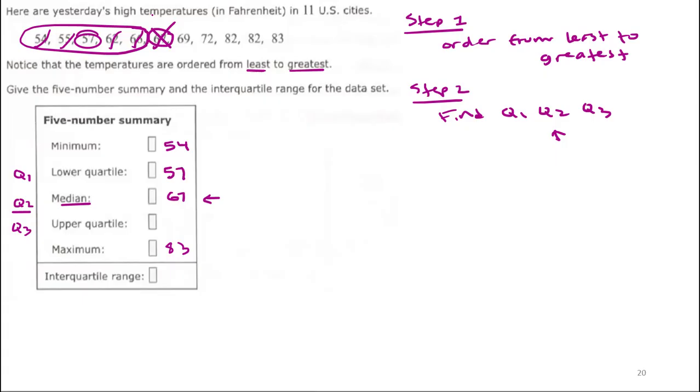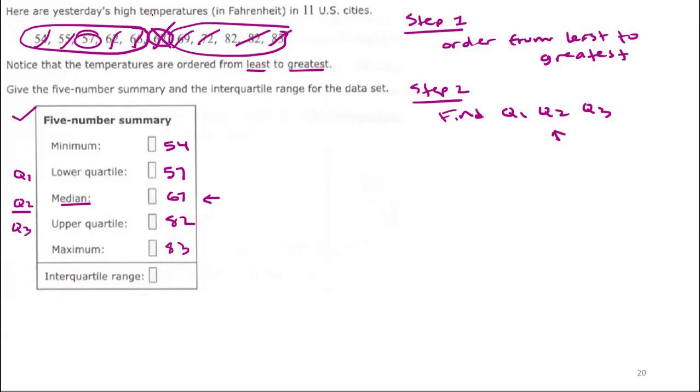Then I do the same thing for the upper quartile. Again, I don't use 67 because I already used that. Then I use the right side here, and I cross those guys out to find the Q3, or the median of the right side of the numbers. So that would be 82. All right. So this will be our 5-number summary. Make sure you complete that.